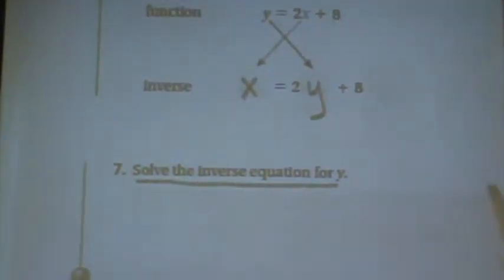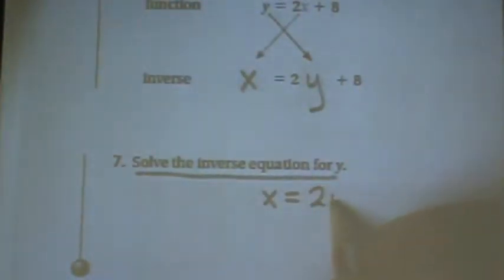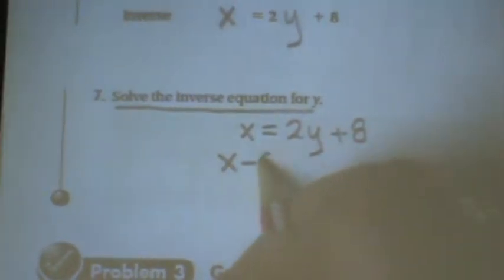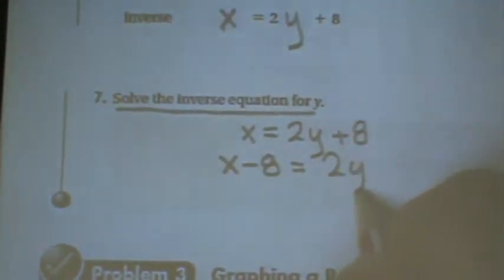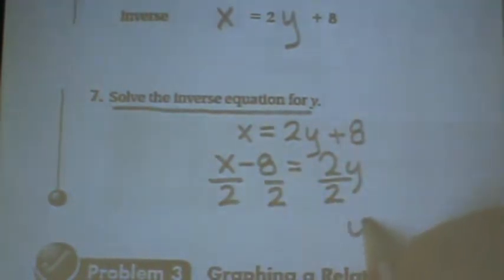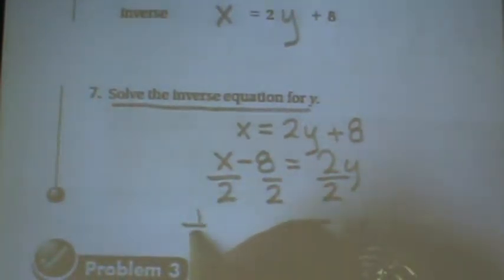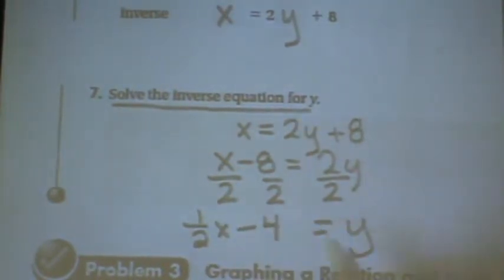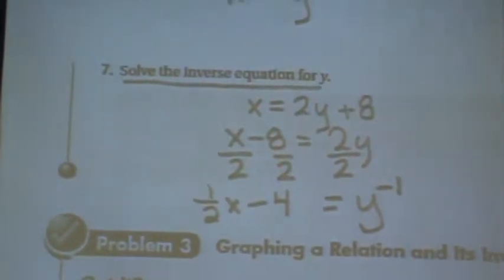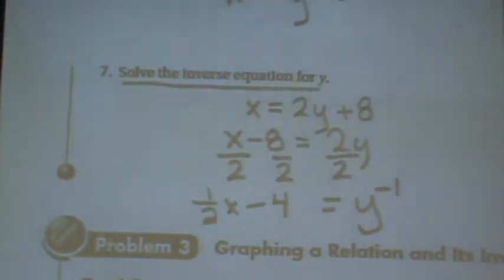Get y by itself. So how would I solve x equals 2y plus 8 for y? I'm going to subtract 8 and divide everything by 2. So y is equal to 1/2 x minus 4. But what I should do here is put this negative 1 here to show that that's the inverse equation of y equals 2x plus 8.